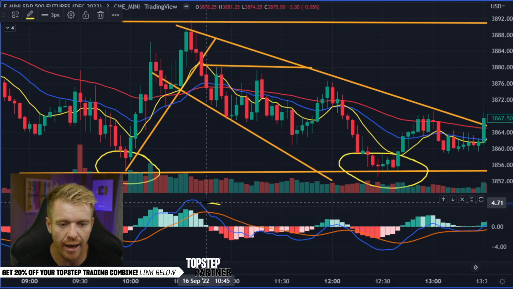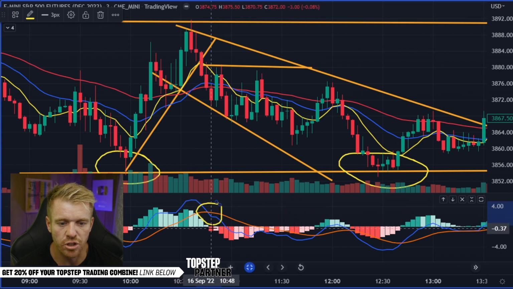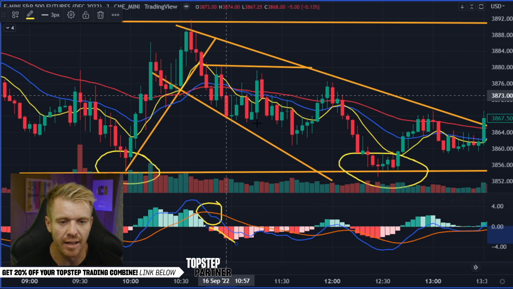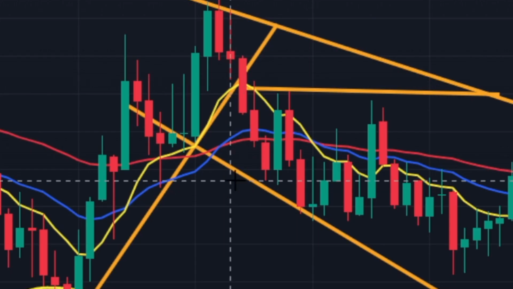Also, identifying that we have the MACD cross. We're starting to get momentum to the downside. The histogram is pointing down. Everything's lining up for that reversal. So that's one way to look at the trend reversal, right?